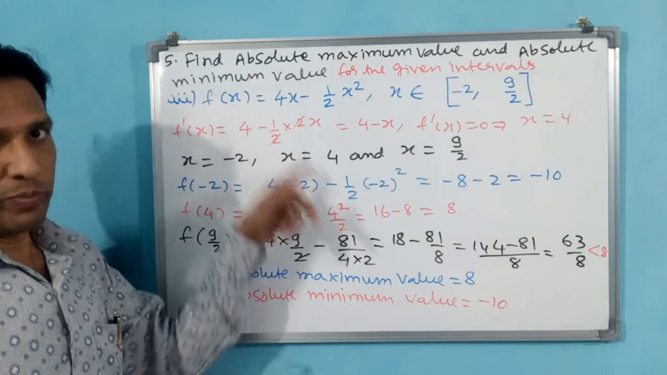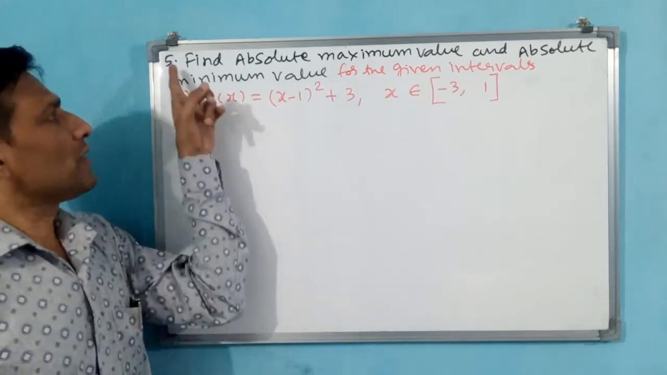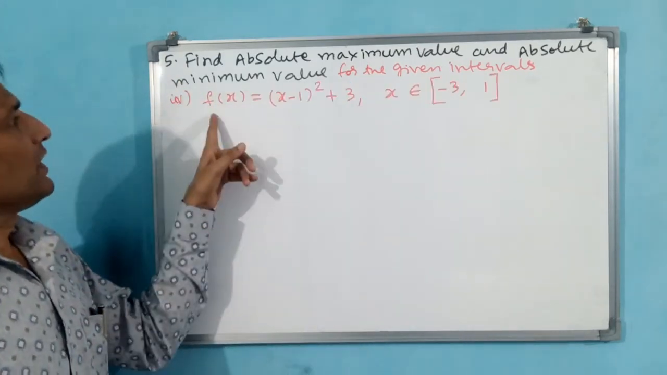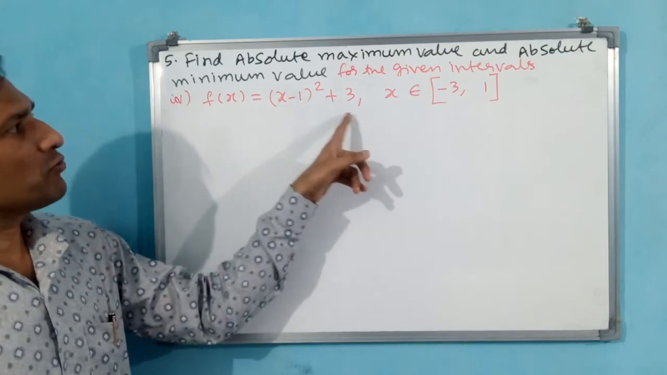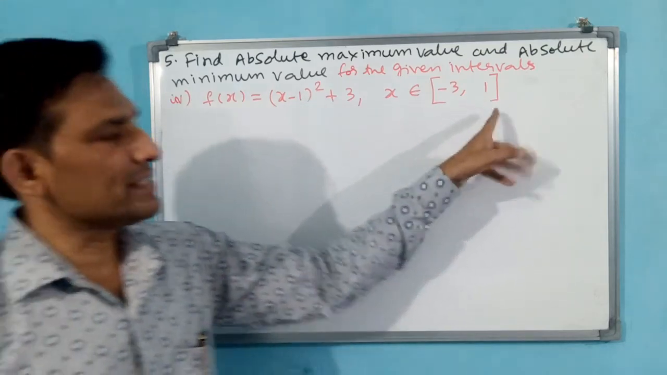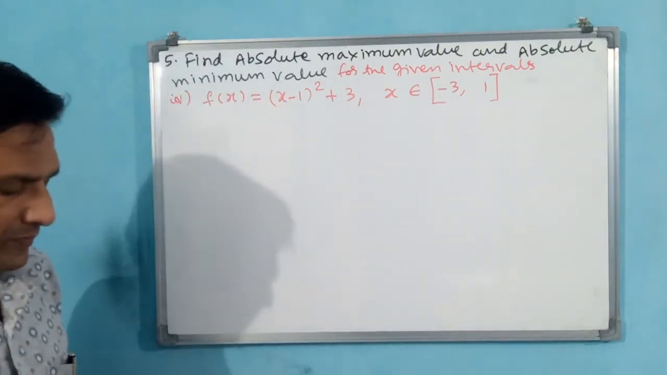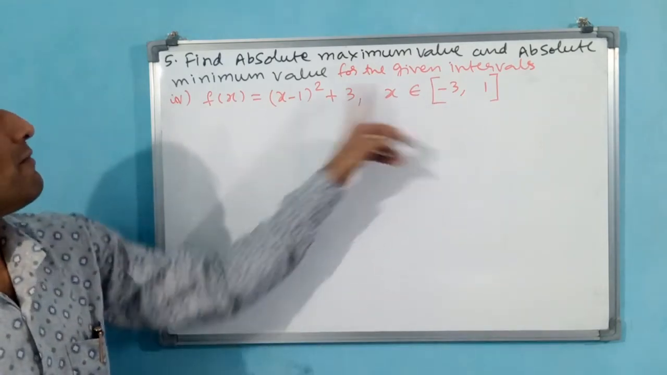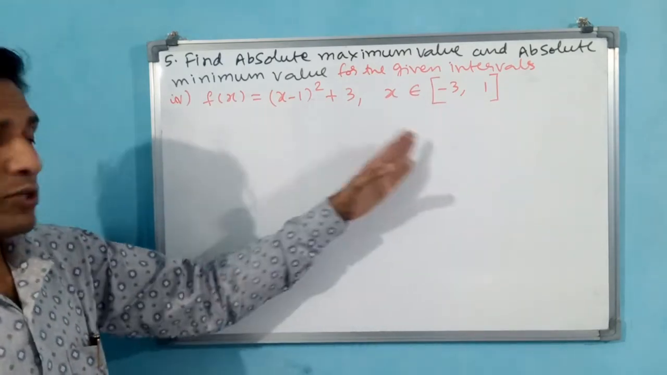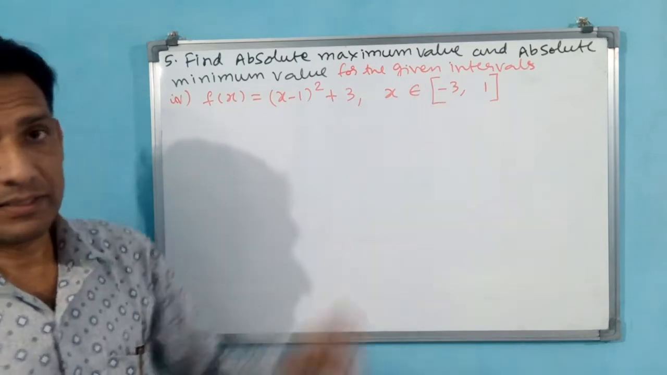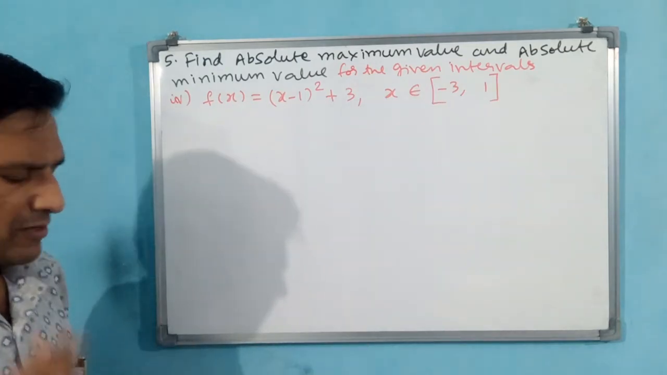Let us go for the fourth part. Okay, see the fourth part, fifth question. f(x) = (x minus 1) whole squared plus 3, x belongs to [-3, 1]. Okay, see, anyway you have to find f(-3) and f(1), but in between also we will see whether any extreme or any value will come.